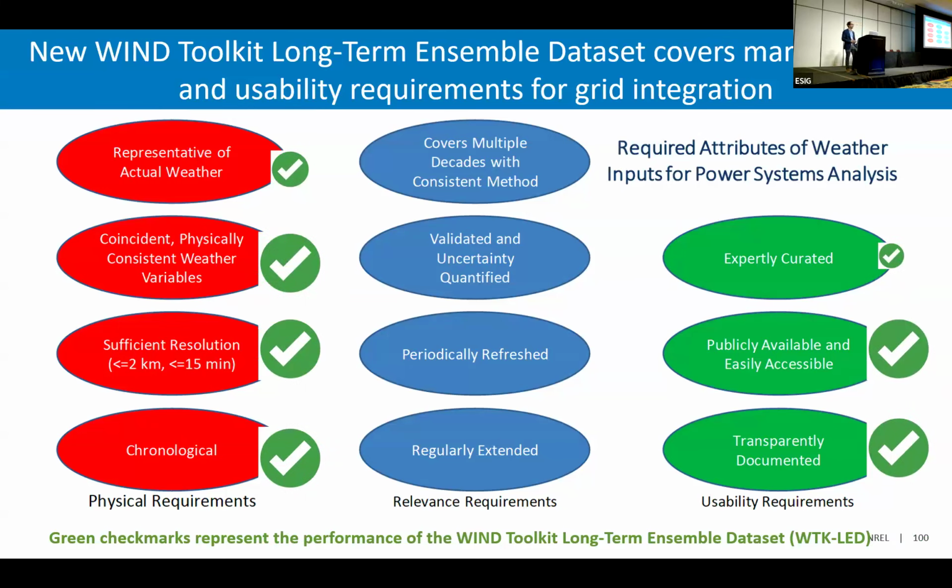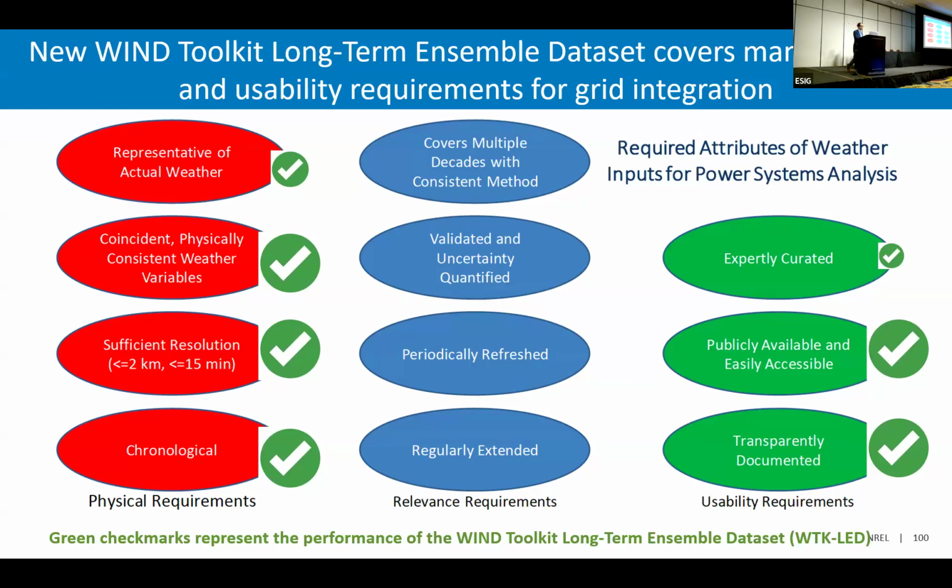But at the same time, the hope is that this new data set that we'll be talking about in a sec here is representative of actual weather, is physically consistent, is at least for a few of the years at 2-kilometer resolution, chronological, and as you'll see is available online for download and hopefully for use with some of your tooling and modeling that has used the historical Wind Toolkit over the years.